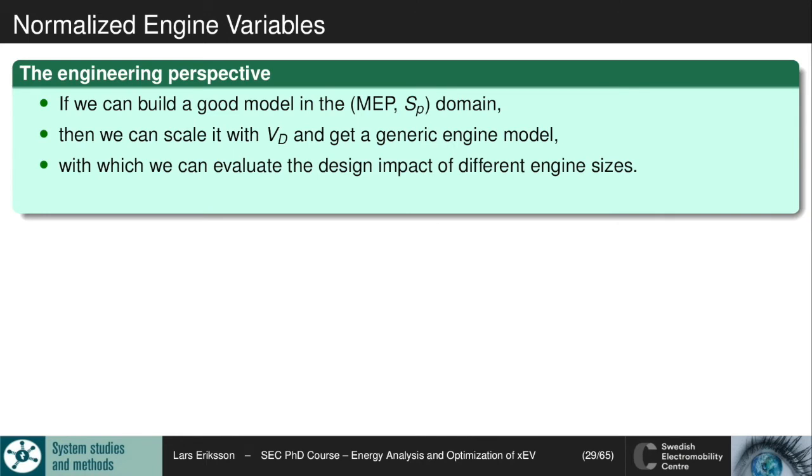So we have normalized engine variables. The engineering perspective of using them is that if we can build a good model in the mean effective pressure domain and the mean piston speed domain, then we can scale it with the displacement volume and get a generic engine model that we can utilize to scale up, scale down, and investigate different impacts of our design on the fuel economy.